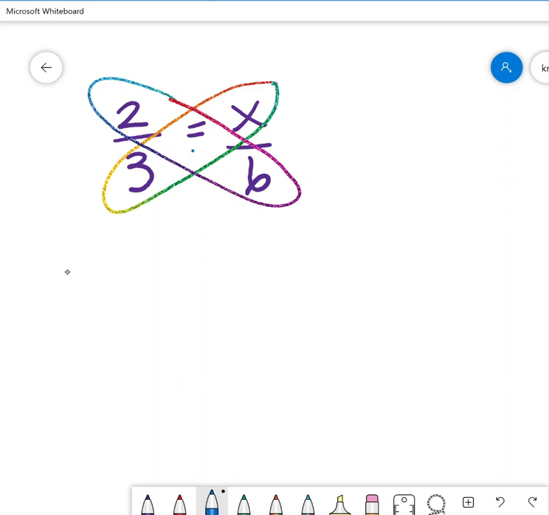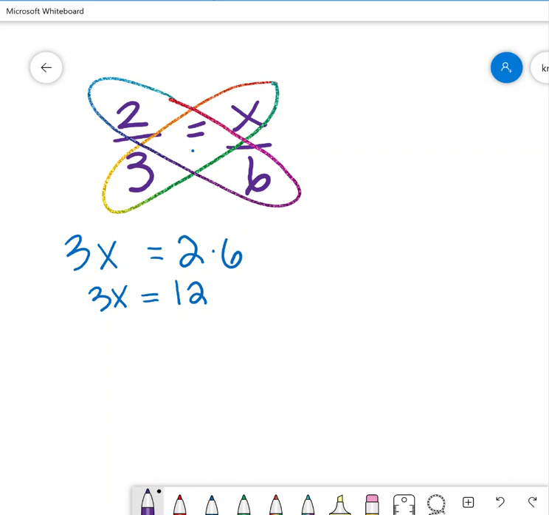I usually like to have my variable on the left-hand side, so since I'm solving for x, I would set this equation up as 3 times x and set it equal to the product of 2 times 6. So I know that 2 times 6 is equal to 12, so that means 3x has to be equal to 12.